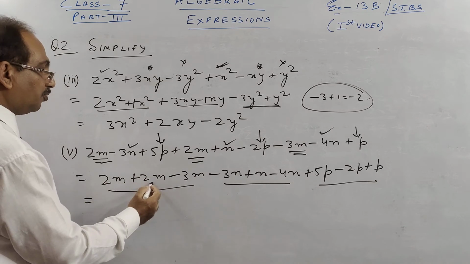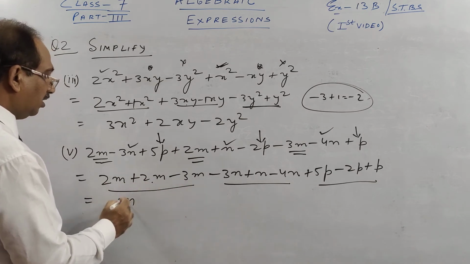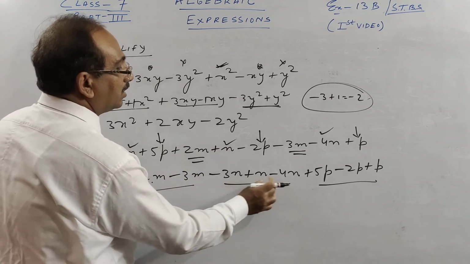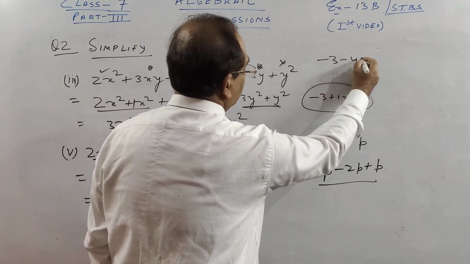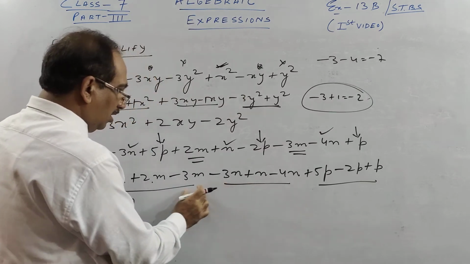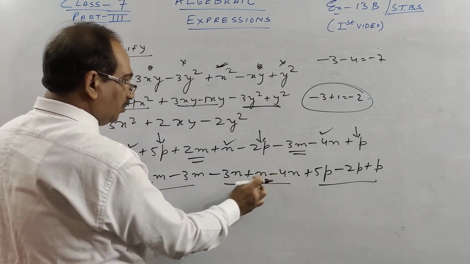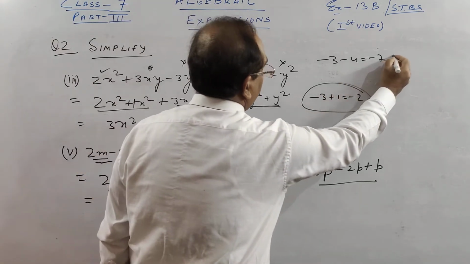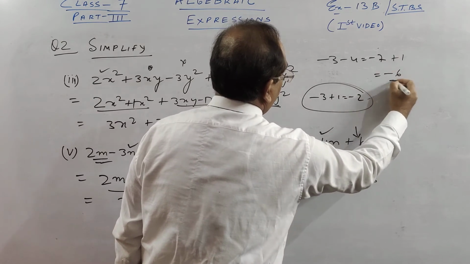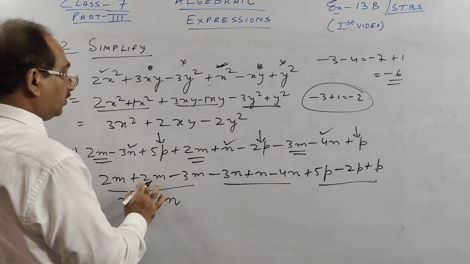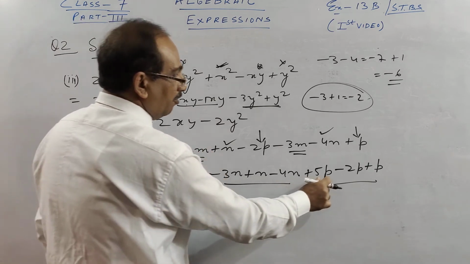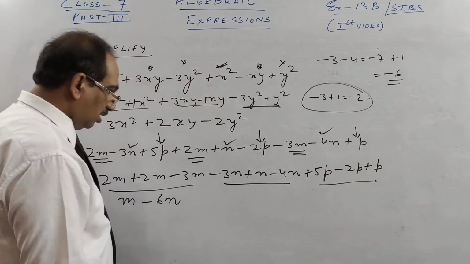So 2 plus 2, 4. 4 minus 3 is 1. We don't write 1. Minus 3 minus 4 is minus 7, and this is plus 1. So when you do plus 1, this is minus 6n. And the last one is p. 5 plus 1, 6.